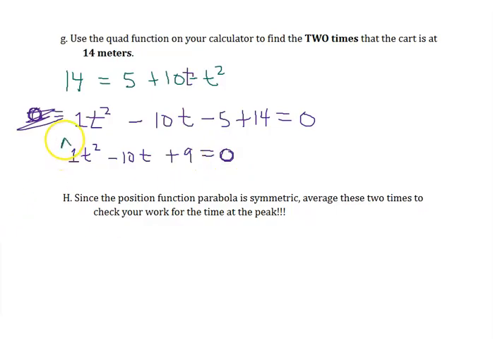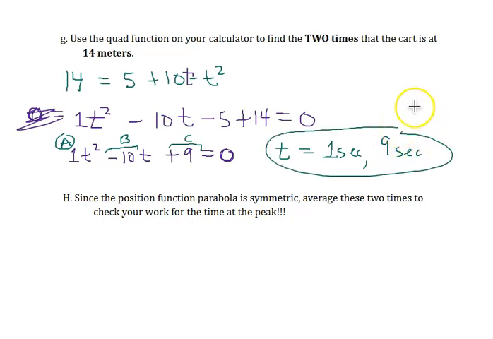All right, and then in your quad solver program, this is A, that is B, and positive 9 is C. Okay, A, B, C, plug that in, record both times. You get 1 second and 9 seconds. So it was at 14 meters, which is, again, crazy long. Past 14 on the way up, came to rest at 30, and then past 14 on the way back down. So that's what these 2 positive times mean.